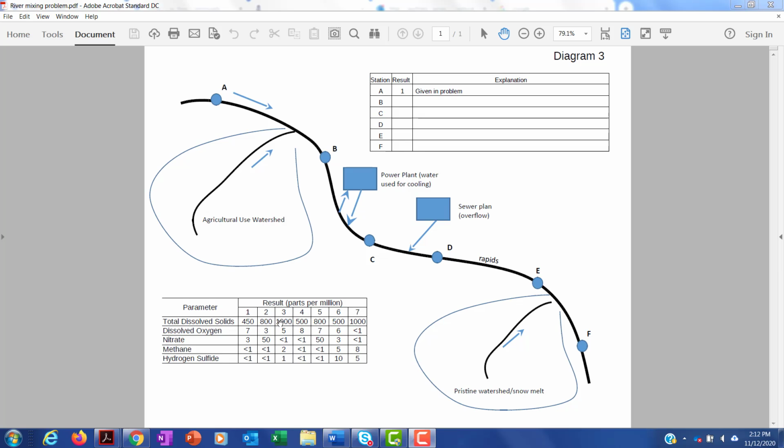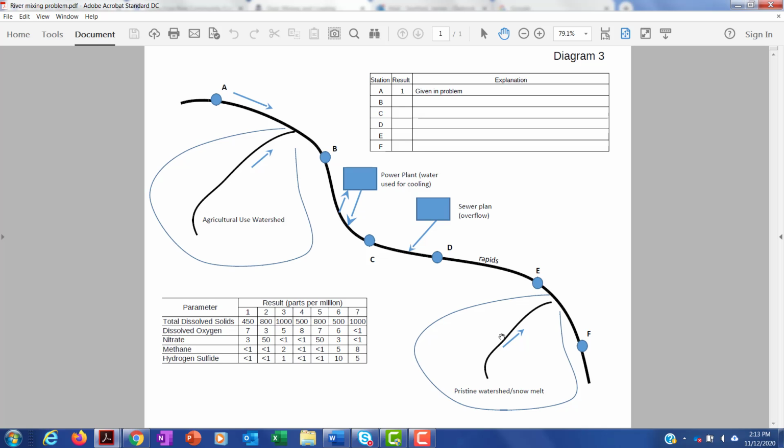The TDS stays the same. You're going through these rapids, you're just aerating the water. Nothing happens to the salts. Now the dissolved oxygen starts to recover. You go from less than 1 up to, I'm sorry, up to 5, E3. Nitrate is still gone. And now your methane and sulfide gets kind of worked out of the water down to these 2 and 1 levels. So now you're at E3.